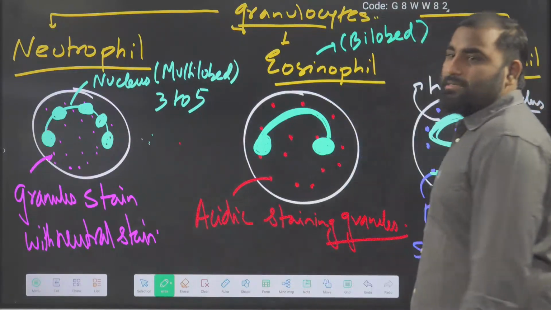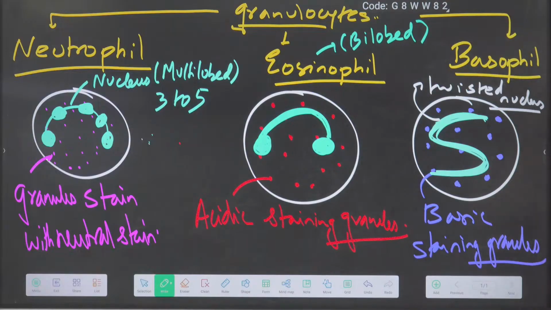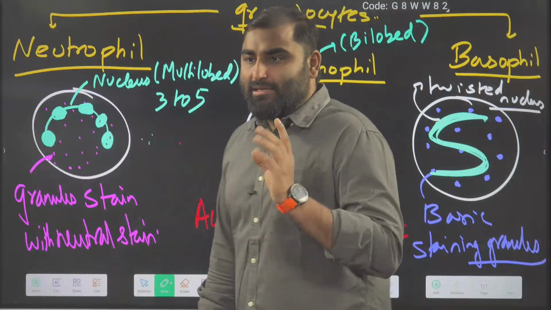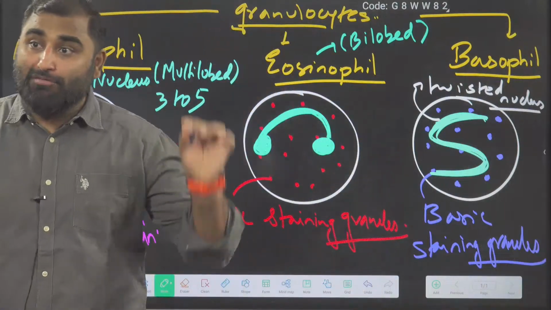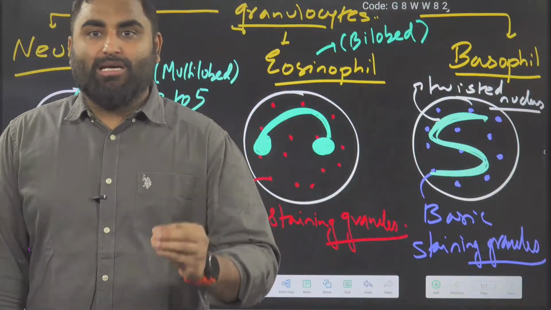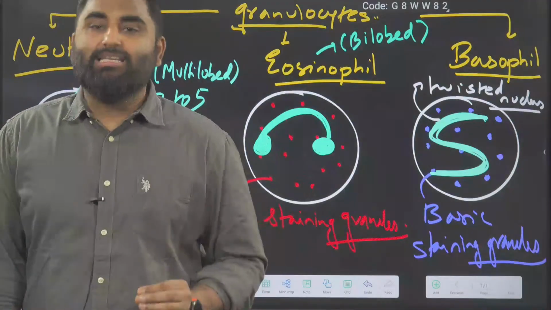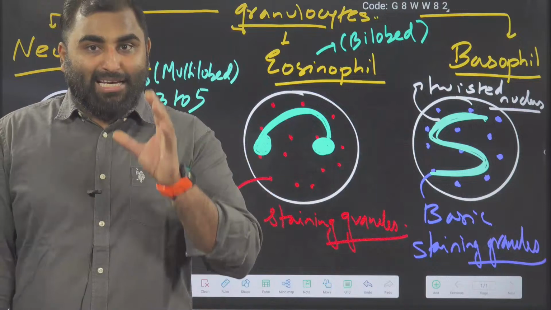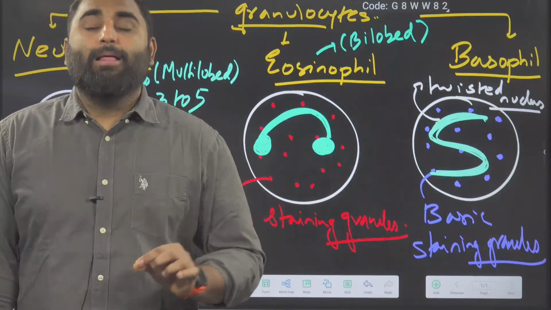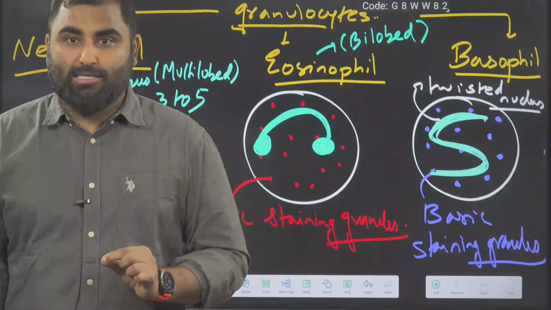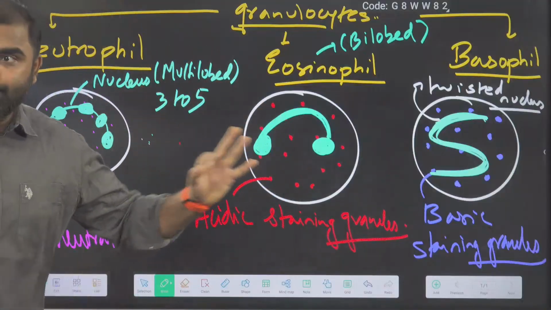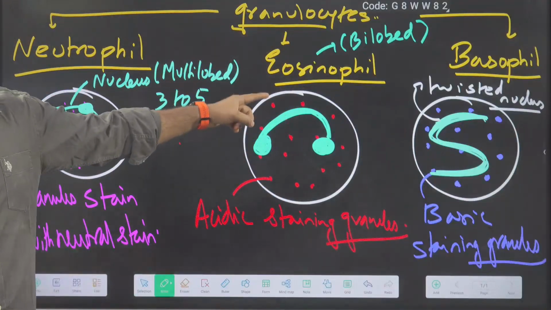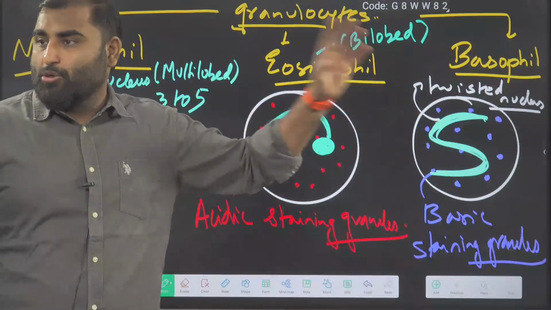If you notice, in all the cells granules are present. So granulocyte is a type of WBC which shows the presence of granules in the cells, and these granules are different chemical proteins having enzymes responsible for a particular function. Based on the color of the granule and the shape of the nucleus, we can identify 3 types of granulocytes: neutrophils, eosinophils, and basophils.